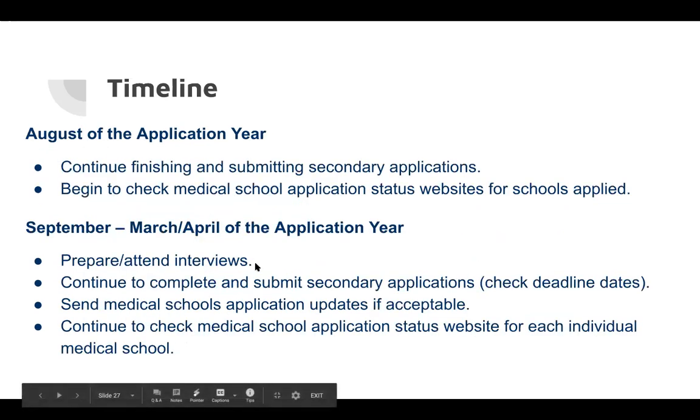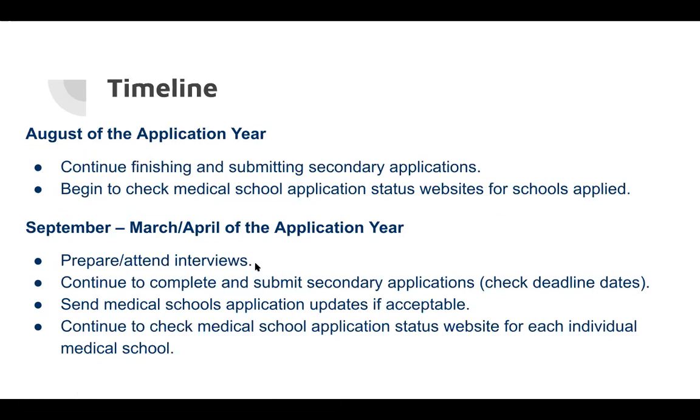So then August of application year, you want to finish up submitting your secondary application. Begin to check your medical school application status to make sure it's good. And then September through March/April of the application year, continue preparing for interviews, continue to complete and submit secondary applications, send medical schools application updates if they need updates, and then continue to check your status on the website for individual med schools.